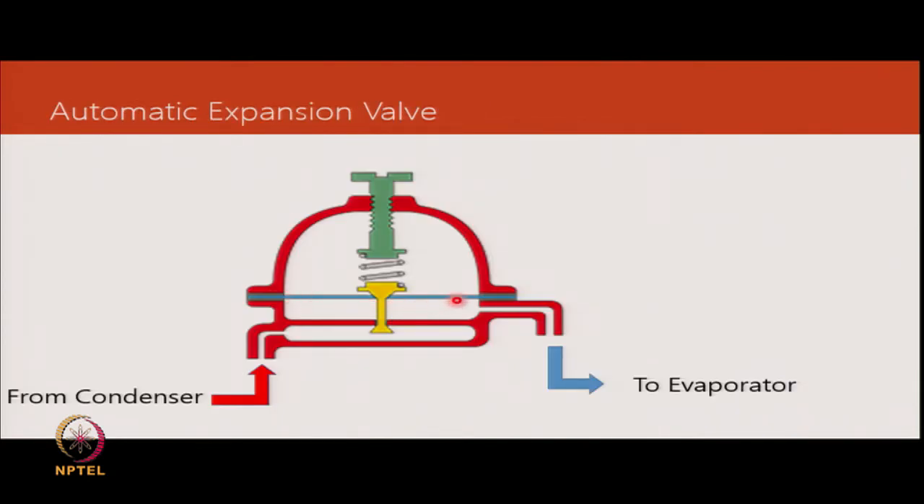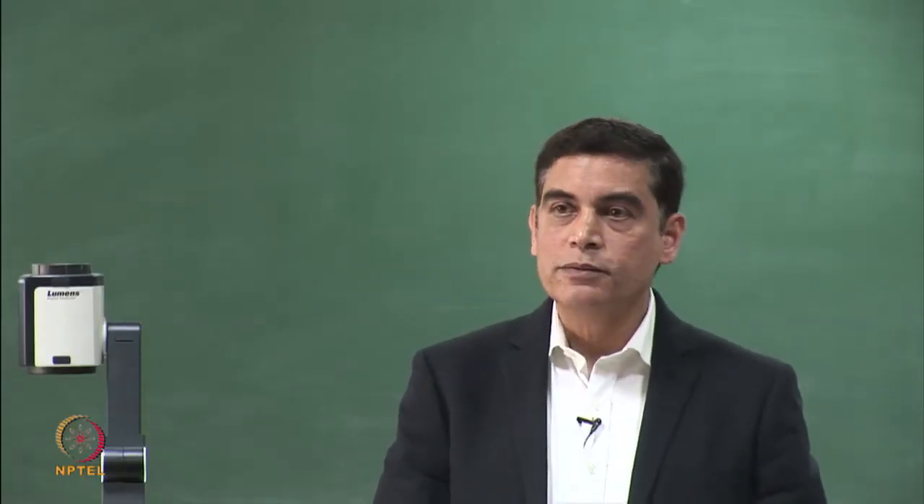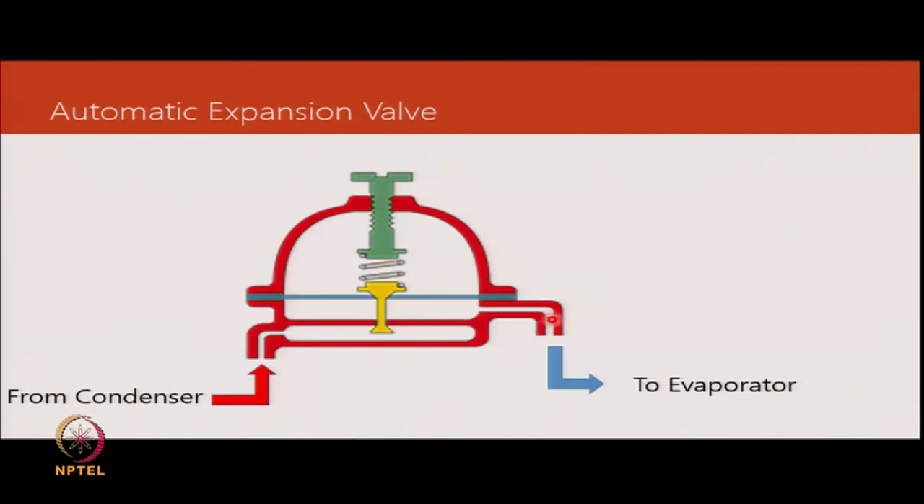There is a diaphragm. So, this is a disc, typically a stainless steel disc which is flexible like a bellow. It would move up and down based on the spring pressure which is coming from the top and the pressure of refrigerant coming from the evaporator. So, let us take a scenario when the pressure goes low. So, the spring force is constant.